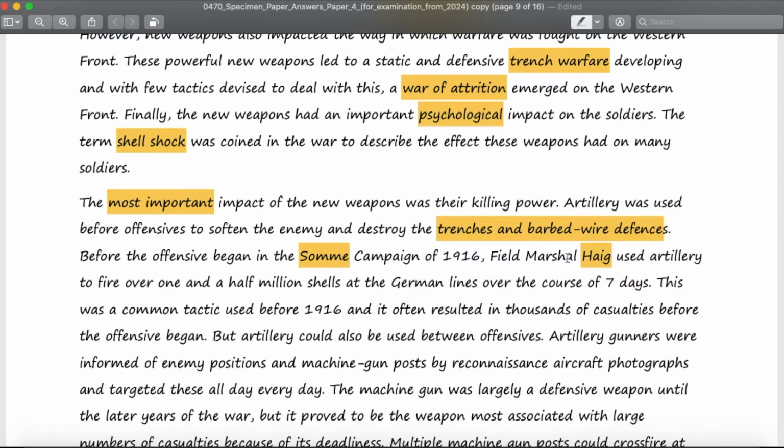Field Marshal Haig, having some names in there. More quantitative data, 1.5 million shells shot at the Germans over the course of a week. That's a mind-blowing statistic. It really is. Hundreds of thousands of artillery shells every single day. Here's a small mention of reconnaissance aircraft and what they were used for. Targeting for the artillery.